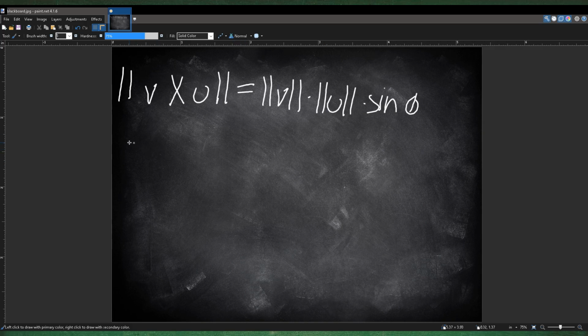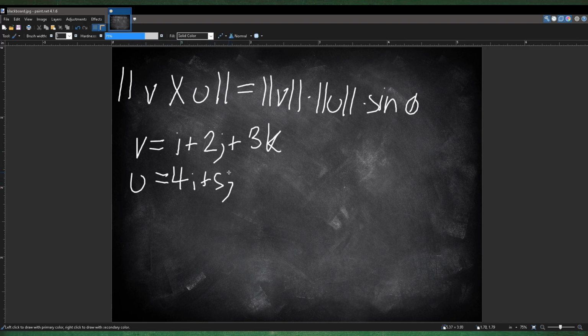So let's say you have vector v equal to i plus 2j plus 3k, and you have u equal to 4i plus 5j plus 6k. Then the cross product would be 12 minus 15, which is negative 3i, 6 minus 12, which is negative 6k, and you have 5 minus 8, which is just negative 3, so negative 6j minus negative 3k, right? So that's the cross product of v x u, okay?